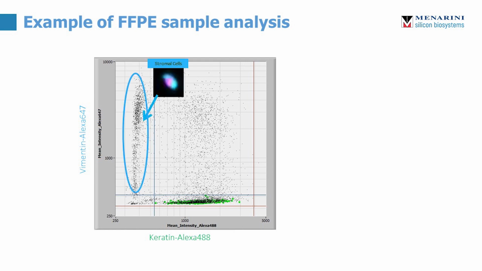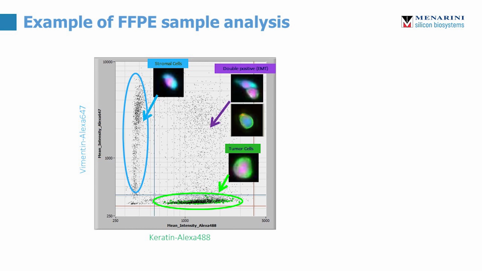Our vimentin Alexa 647 antibody will label our stromal cells. These would be our healthy stromal cells that we would want to keep for control. Our keratin will stain our tumor cells. Our double positive cells will be cells that are undergoing EMT, and our double negative cells could be tumor infiltrating lymphocytes, stem cells, or other cells within the biopsy sample.